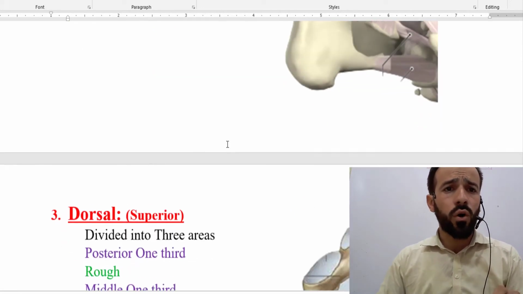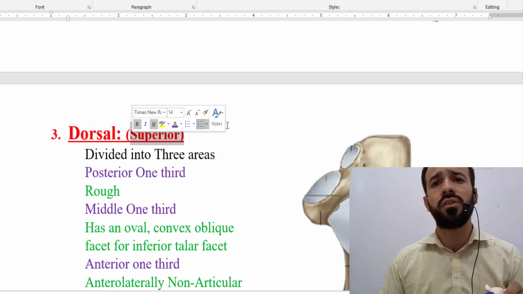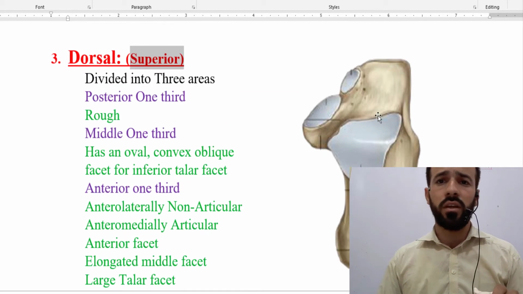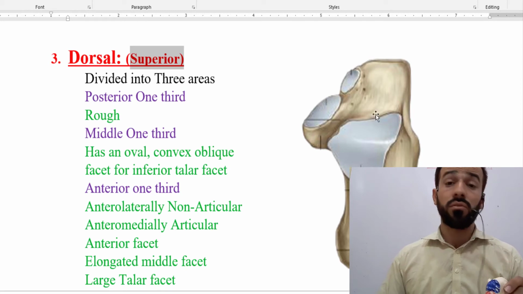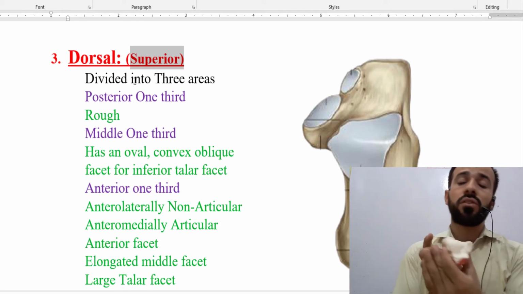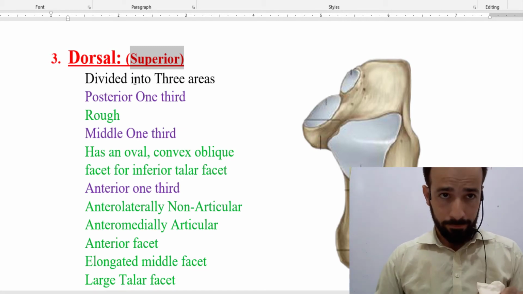And then there is a dorsal surface of it, or we say the superior surface, and you can see here I have drawn it, we have the picture of that superior surface also. Now let's see all the important features which are present in the superior or the dorsal surface of this calcaneus bone. So let's go for it.